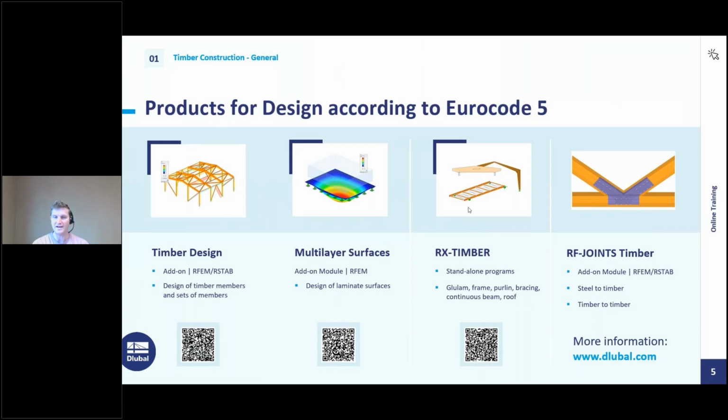Then there are a few older add-ons which are based on RFEM 5. Here is our standalone program RX Timber, which is still valid since the Eurocode is still valid, so you can use it until the new Eurocode is introduced in maybe 2027. And this dowel type connection with steel plates to timber beams is available in RFEM 5 only. We try to implement a new philosophy in RFEM 6, which is not available yet, but we are working on it.